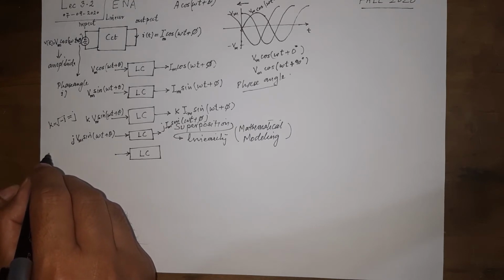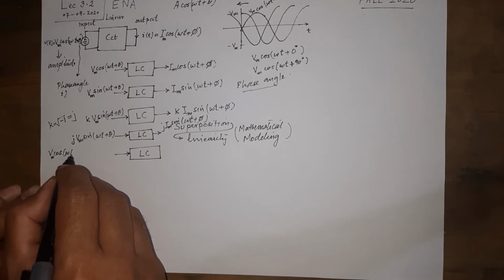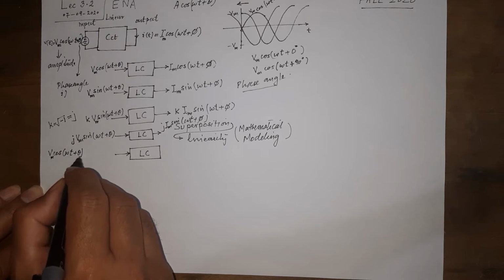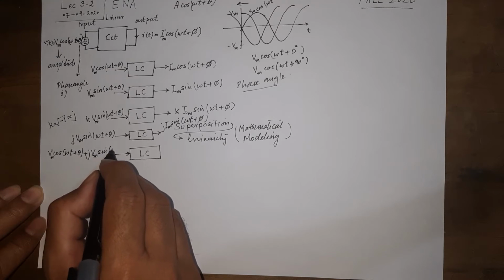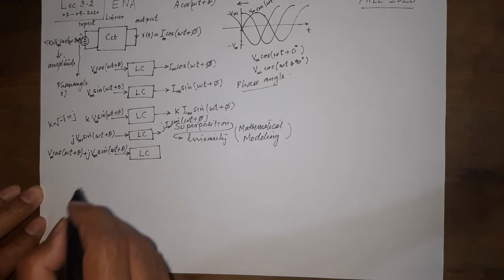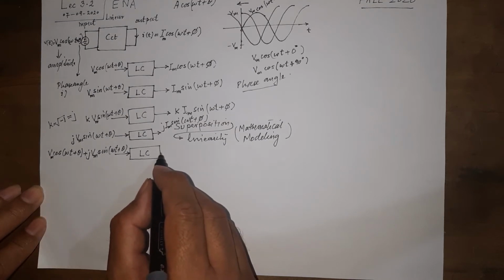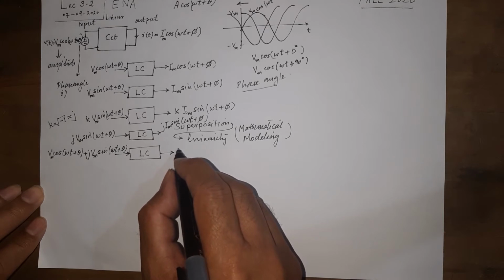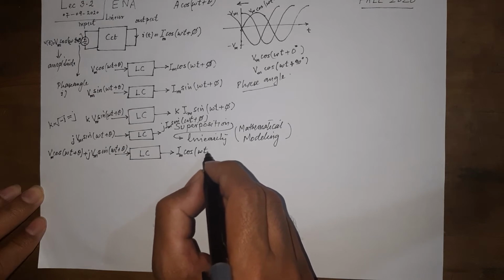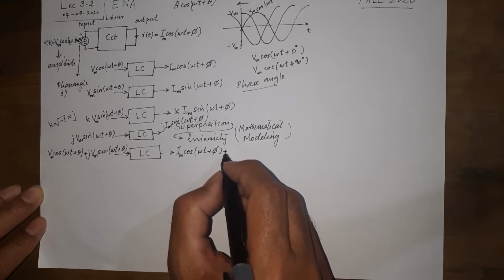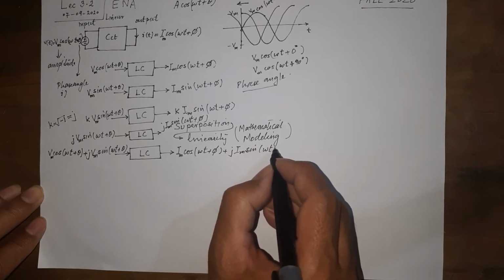So now look at this. Tell me the answer. If I now apply Vm cos of omega t plus theta plus iota Vm sine of omega t plus theta at the input, now there are two signals being added together. What will be the output? I think it's not difficult to understand that the output would be Im cos of omega t plus phi plus iota Im sine of omega t plus phi.